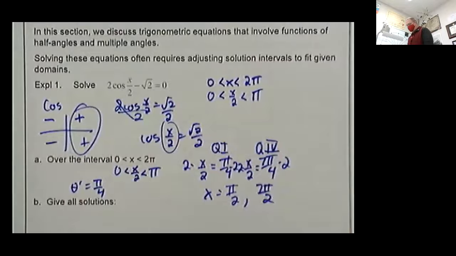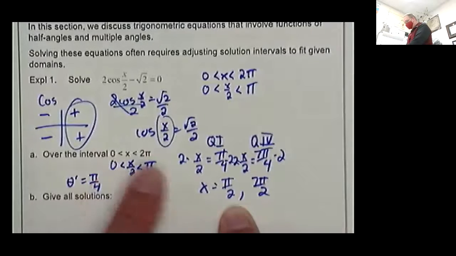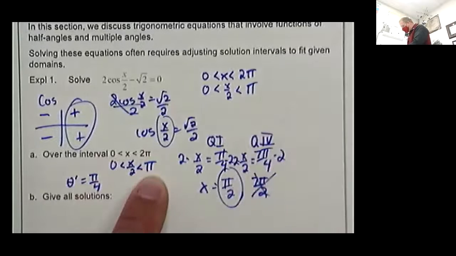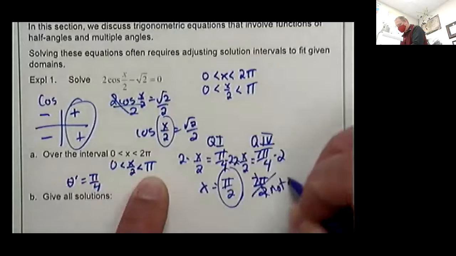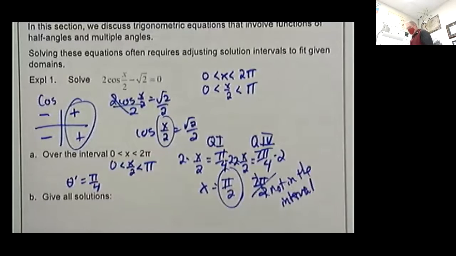But then when we go back and check our interval, we're only looking for solutions that are between 0 and pi. Therefore, pi halves is our only solution, not 7 pi halves. That's not in the interval. So there's our solutions from the interval 0 to 2 pi.